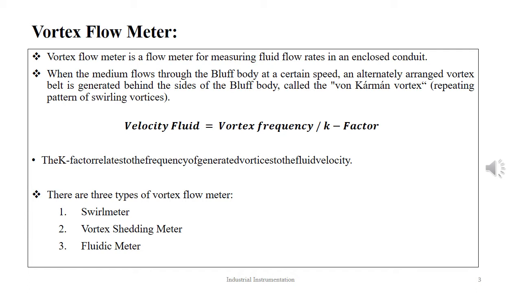The output of a vortex flow meter depends on the K factor. The K factor relates the frequency of generated vortices to the fluid velocity, which is given as fluid velocity equal to vortex frequency by K factor. There are three types of vortex flow meter, which are swirl meter, vortex shedding flow meter and fluidic flow meter.